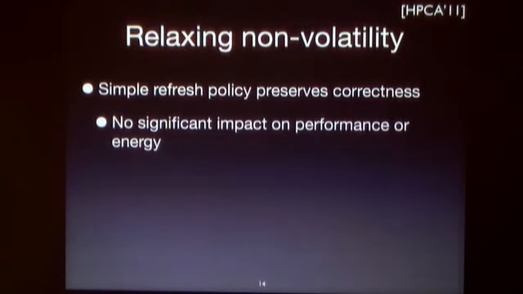So in doing this, it is necessary to ensure correctness. Particularly at the 56 microsecond retention time level, you're very likely going to need some sort of refresh policy to do that. We did some preliminary evaluations and found it doesn't significantly hurt your performance, and it only slightly increases the energy consumption. Overall, it's still a big win over even storage class STT-RAM.